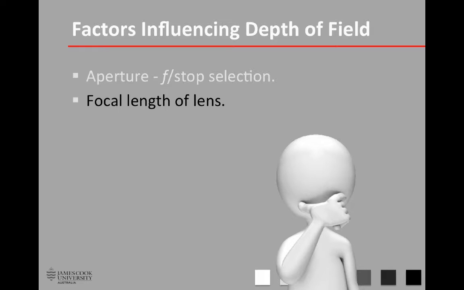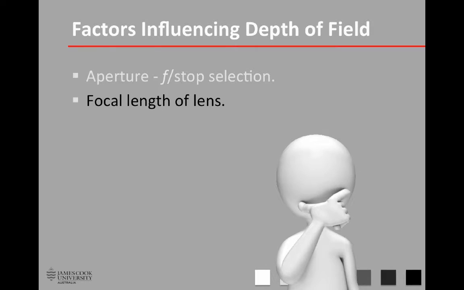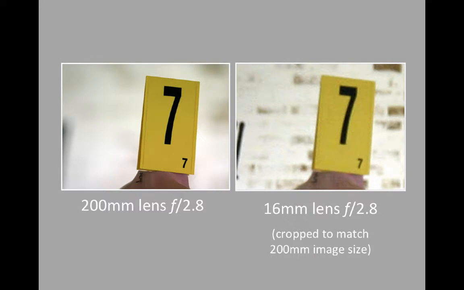Another factor affecting depth of field is the focal length of the lens. Longer focal length lenses have less depth of field than shorter focal length lenses. Another way to consider this is wide-angle lenses have greater depth of field than telephotos.